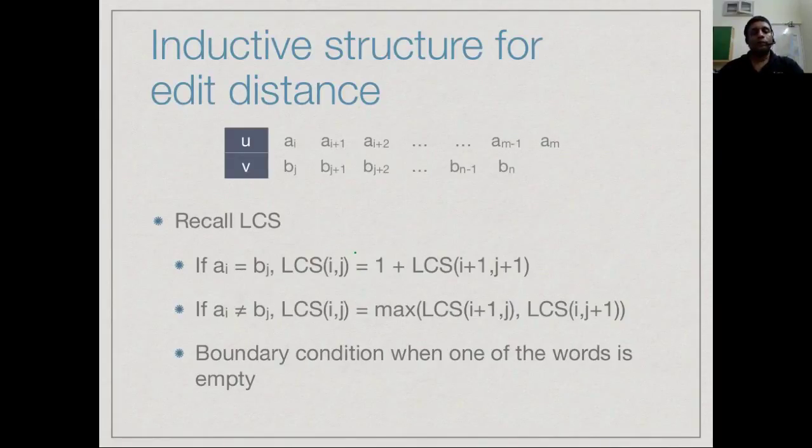So going back to longest common subsequence, it said that if two letters match at the beginning of a word, then it's useful to assume that the common subsequence includes that. So I have this one which says that AI is equal to BJ, so I include this in my subsequence and then I solve the rest of the problem. Otherwise, I take the max of the two subproblems that I get by dropping AI or BJ.